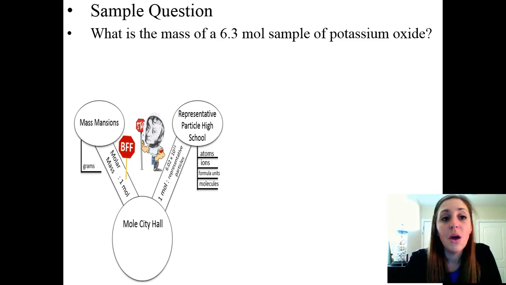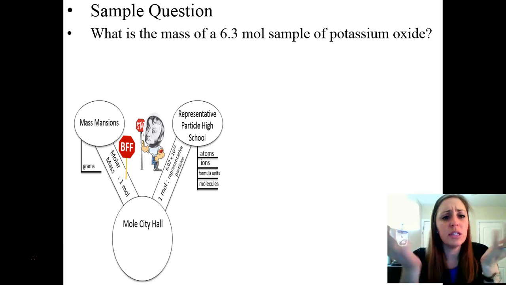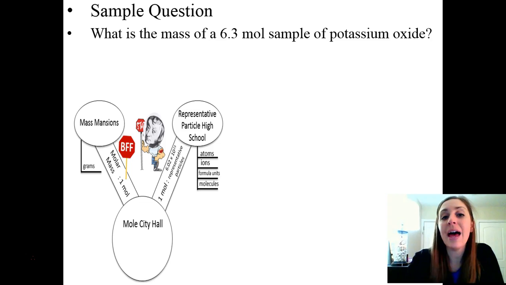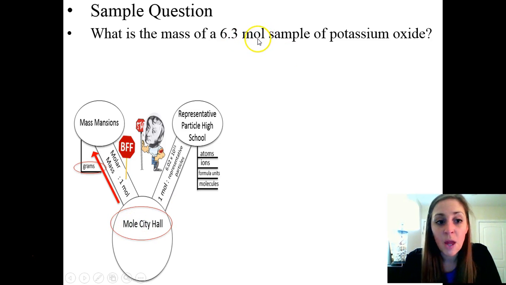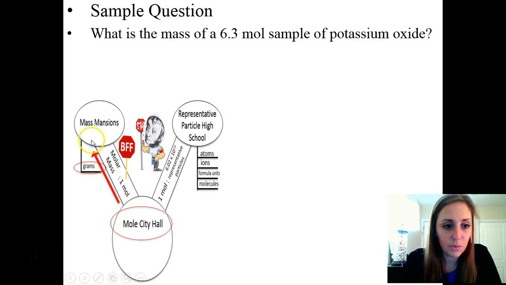So let's try one. What is the mass of 6.3 moles of a sample of potassium oxide? All right, so the question is, what is the mass? And we have 6.3 moles. So we're starting with moles, and we're going to grams, because grams is our unit of mass. So here's the direction we're going to take in Moleville. We're going to go from Mole City Hall, because we're starting with 6.3 moles. We're going to mass, so that goes this way, and remember the unit for that will be grams.